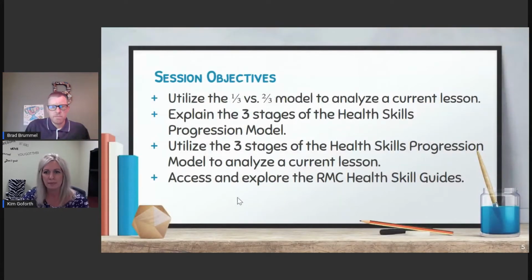So at the end of the video today, we hope that you will be able to utilize the 1/3 versus 2/3 model to analyze a current health lesson of your own. We hope that you can explain the 3 stages of the progression model that Kim discussed. We hope that you can utilize the 3 stages of that progression to analyze a current health lesson. And then we want you to be able to access and explore the RMC Health Skill Guides.